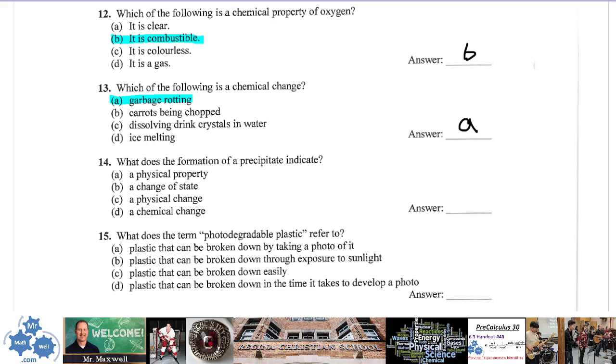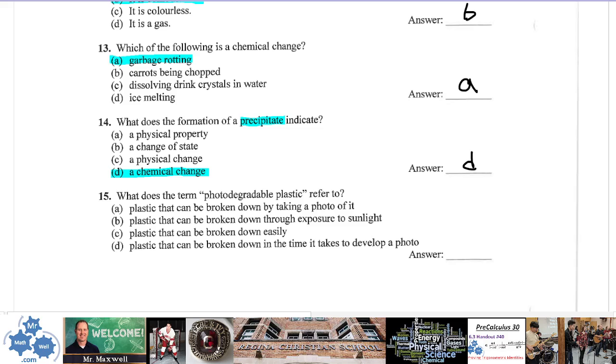Okay, this is a tough one. A precipitate is when something comes out of solution. Something new is created. So this is a chemical change. It's actually D. You can change your answers here. Make your corrections. This is part of your studying now, so definitely. You can put a note there as we go over this. No problem. Okay, that's a tough one.